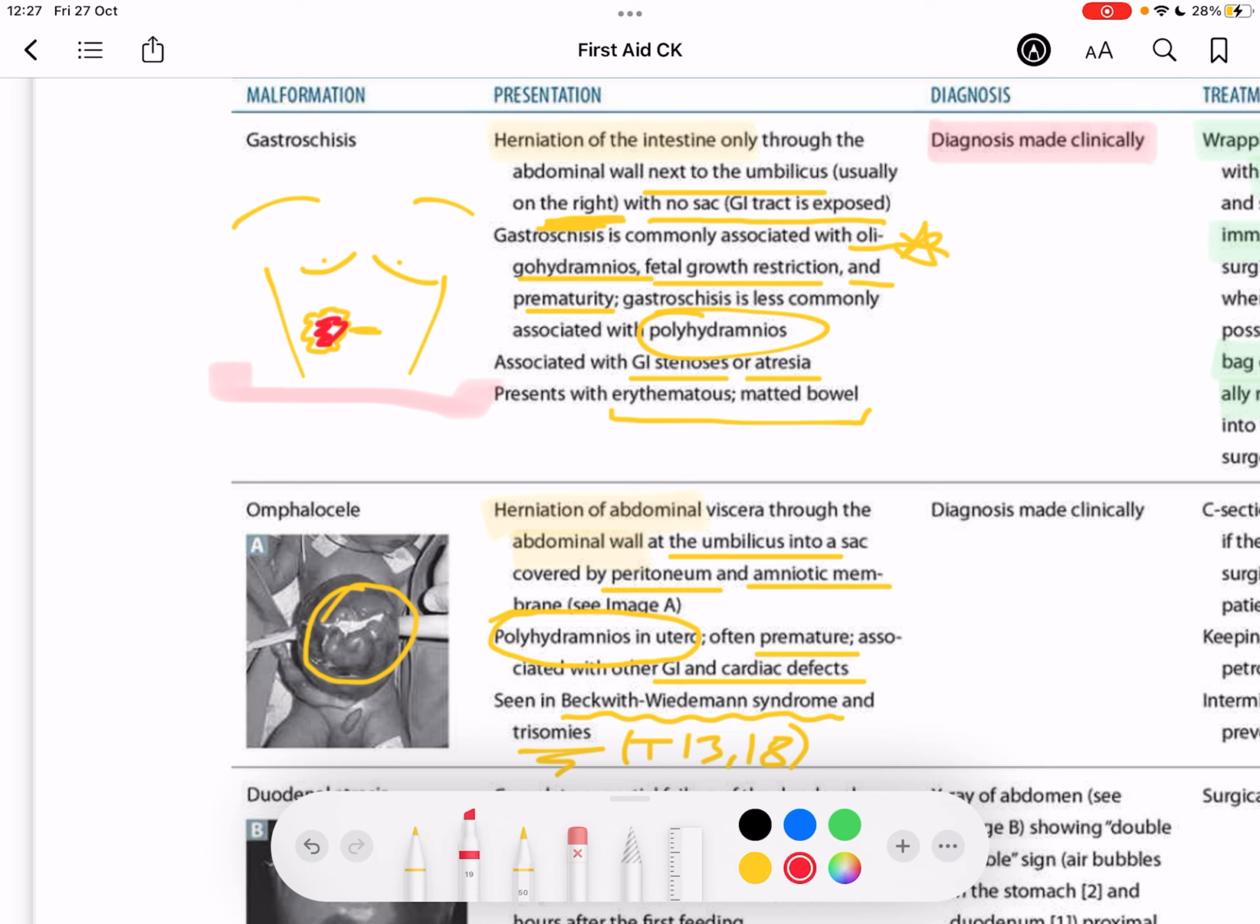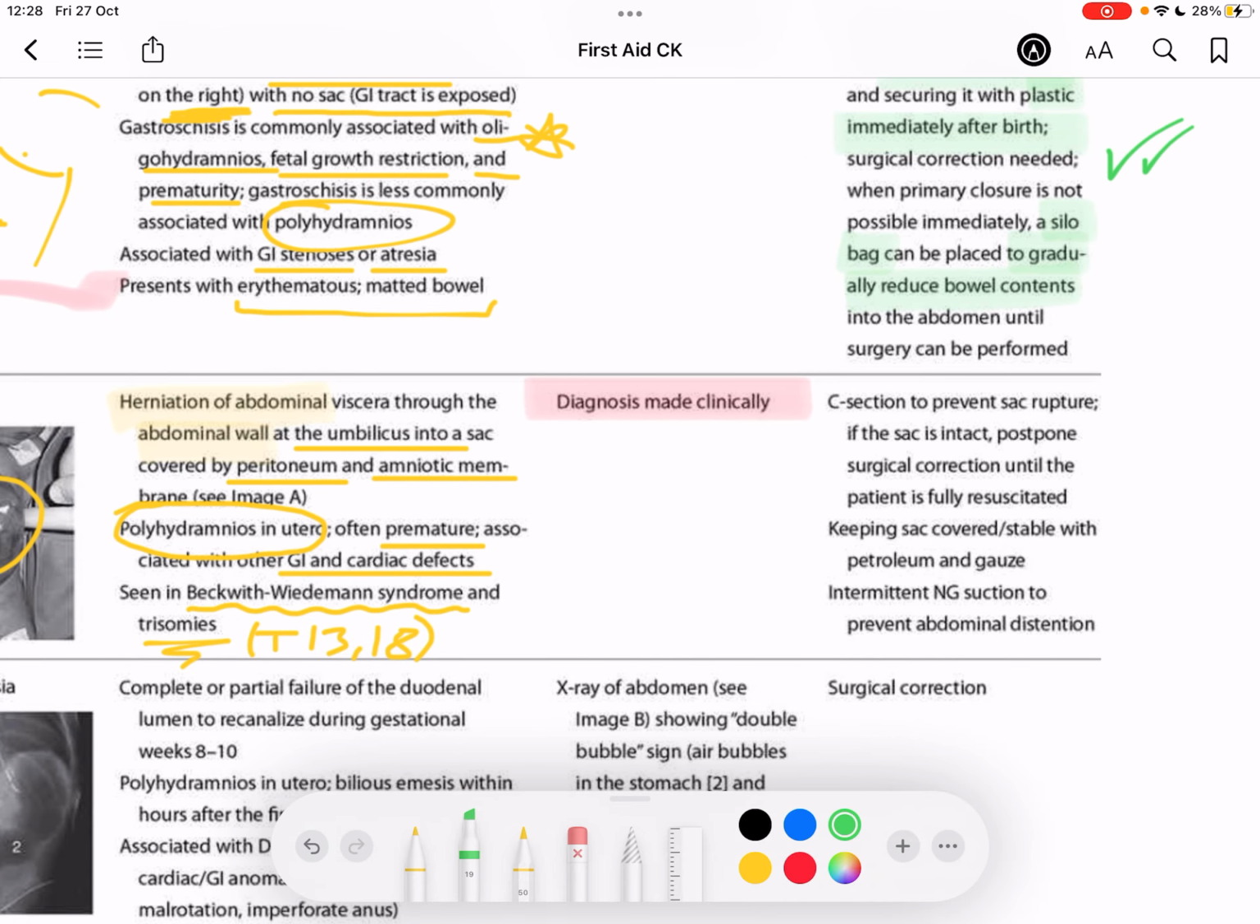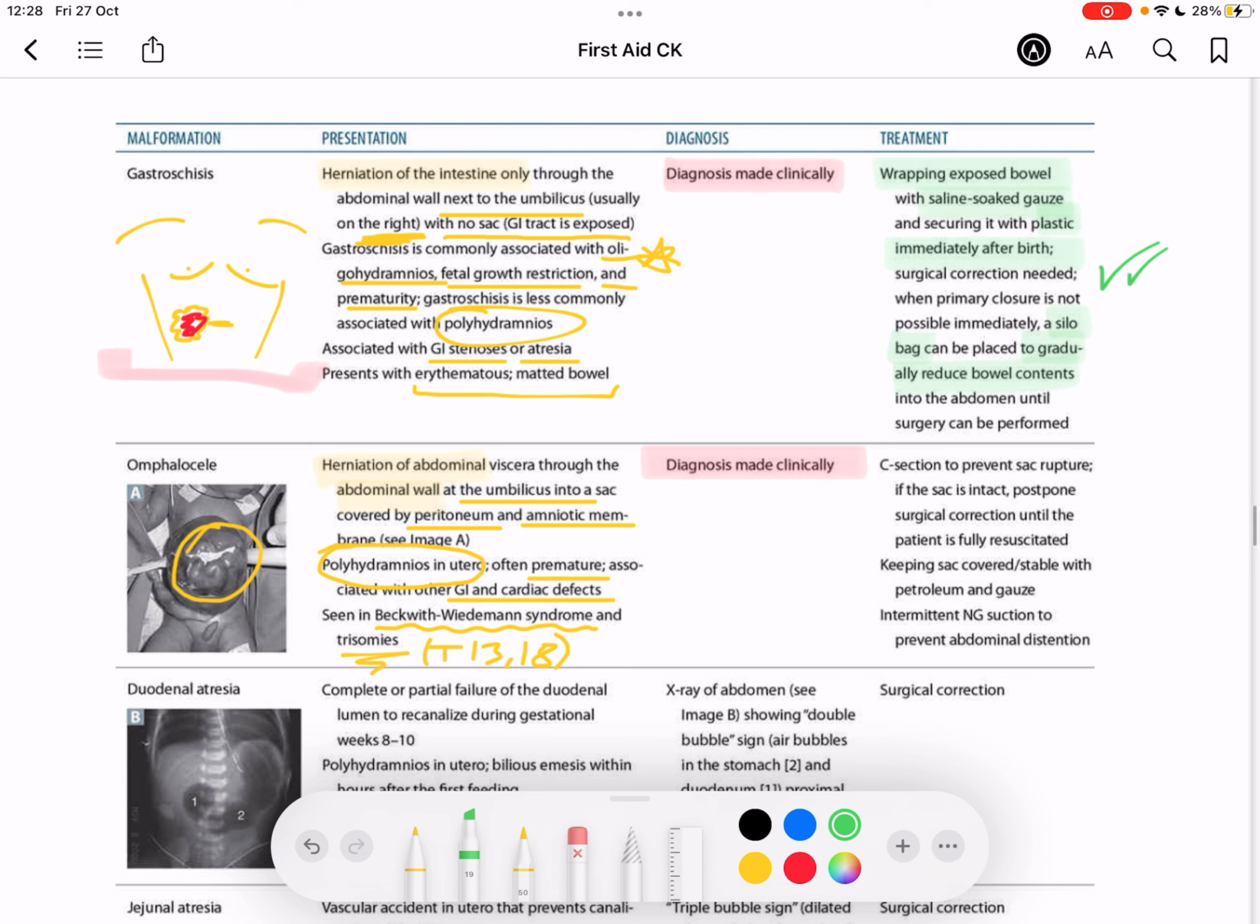The diagnosis, just like gastroschisis, is clinical, okay? You're literally seeing this on a fetus or a baby. It's fairly obvious what it is. You don't need to do any tests to diagnose this. It's clinical. And then regarding treatment, the main aim of this treatment is to try and prevent the sac from rupturing.